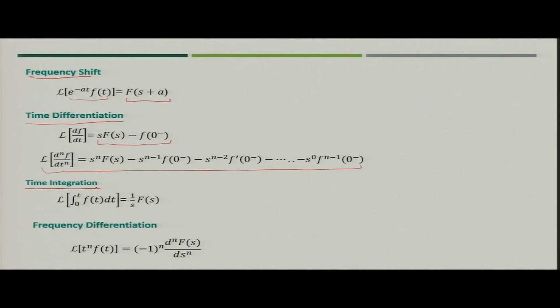Then we discussed about the time integration. If you have a function, the integral of that like 0 to t f t dt, and you are asked to find the Laplace transform of the integral, its Laplace transform would be 1 upon s F s, where F s is the Laplace transform of function f t.